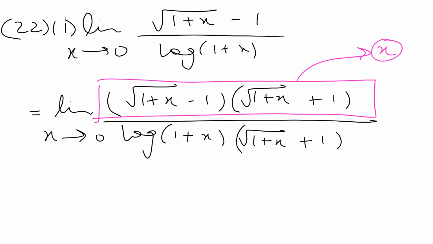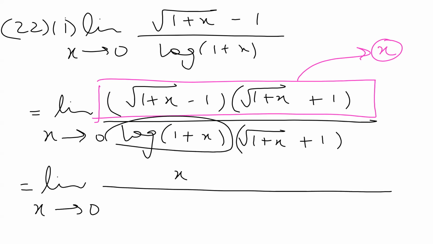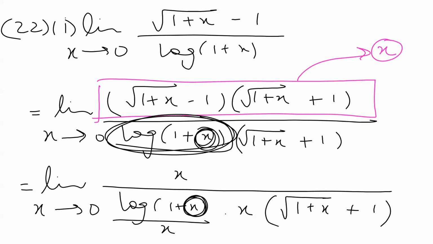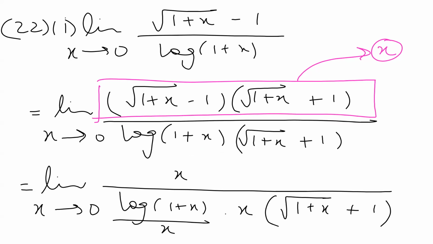This should be 1 plus, sorry. So limit x approaching towards 0, x upon. Now this is the logarithmic term. So upon x into x. We require x down over here. So upon x into x. Fine.